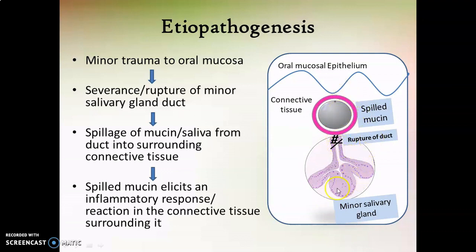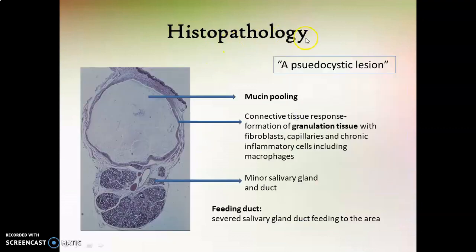So from this it's clear, and you can very well correlate the microscopic findings of a mucocele as well. There is a rupture of a salivary gland duct which causes spillage of mucin. So you can find within the connective tissue of oral mucosa an area of spilled mucin. And since the mucin is a foreign body to the connective tissue, it elicits an inflammatory reaction or granulation tissue response. So surrounding this mucin, you will find intense inflammatory reaction. Now you can very well correlate the histopathological features with the etiopathogenesis described.